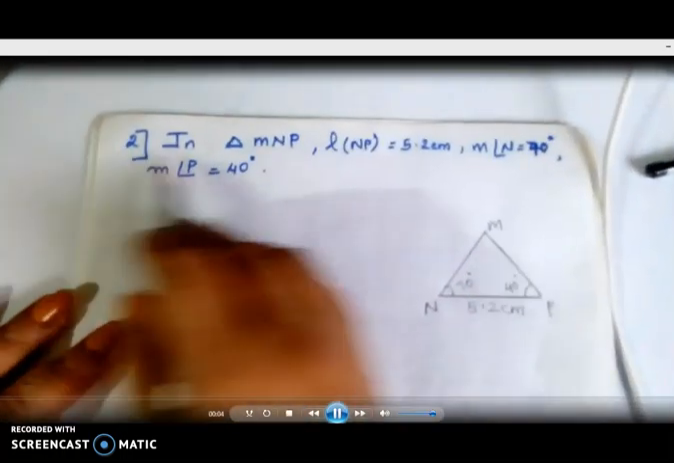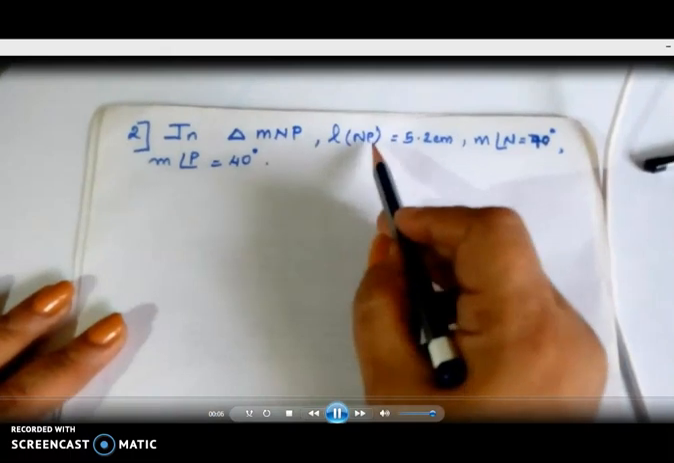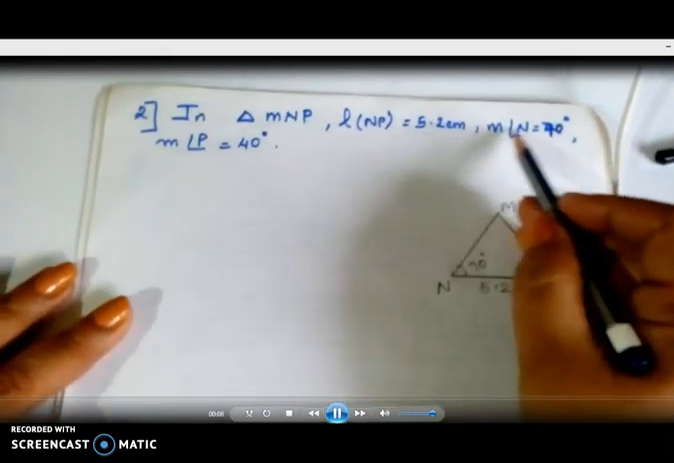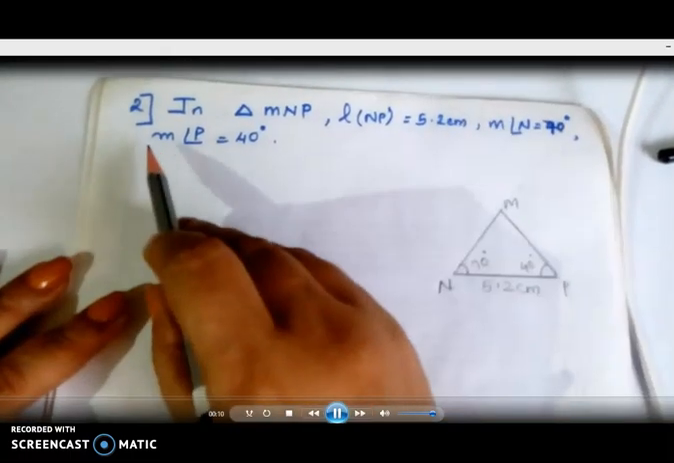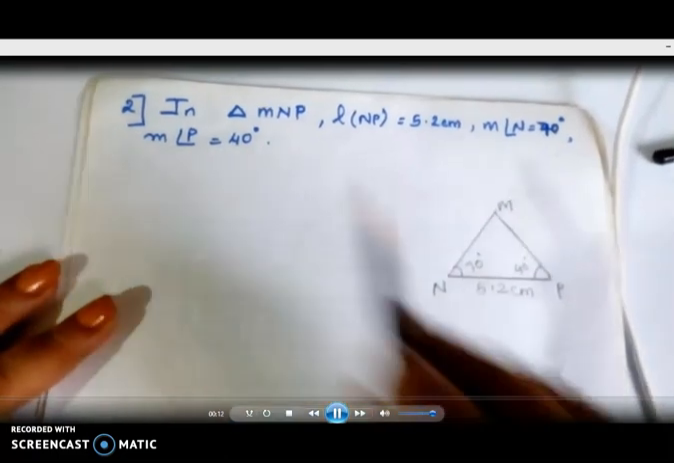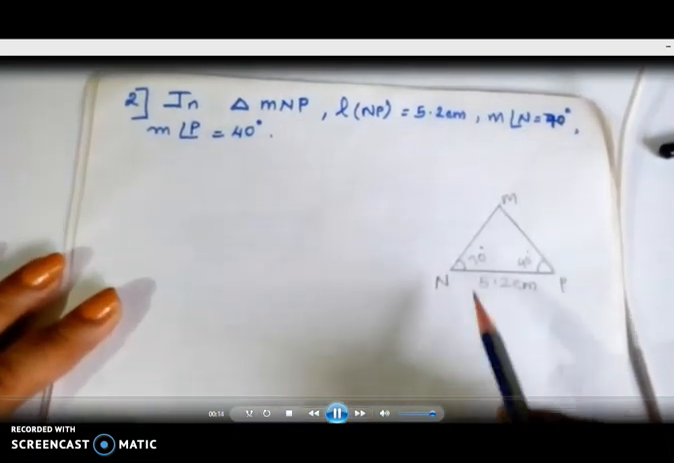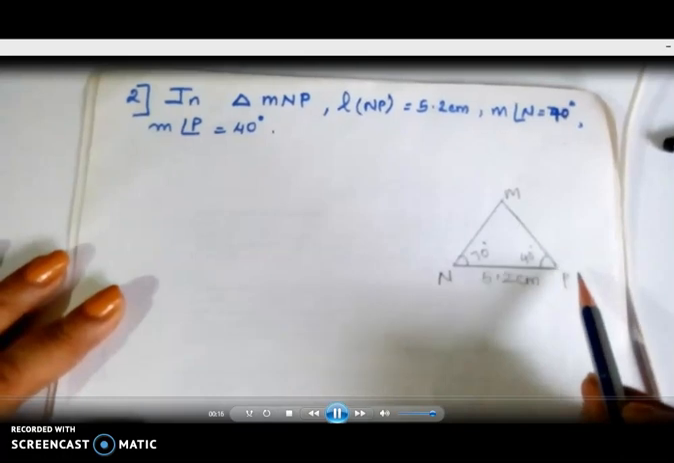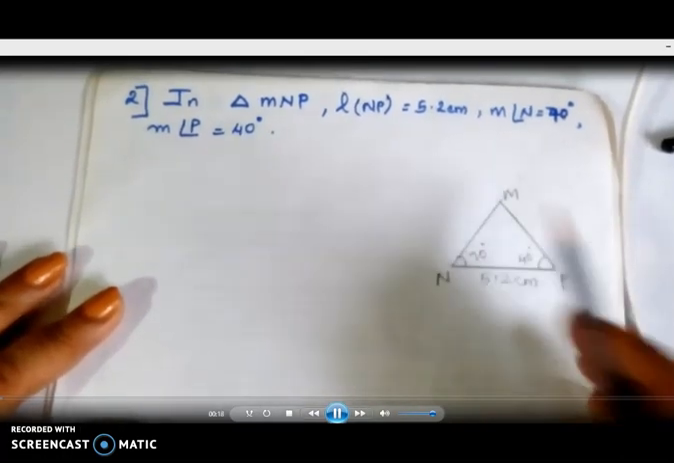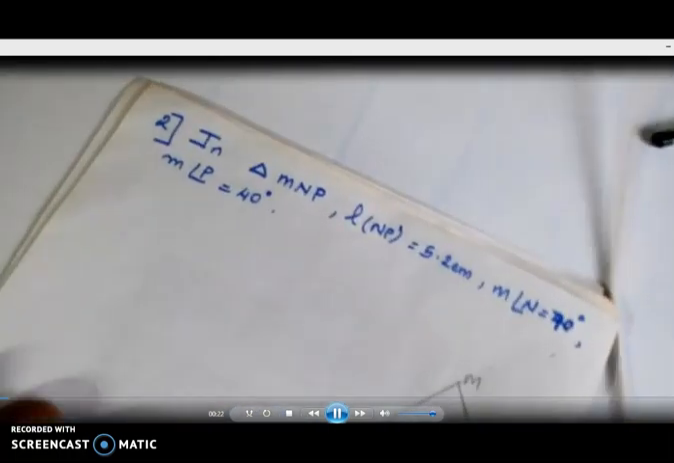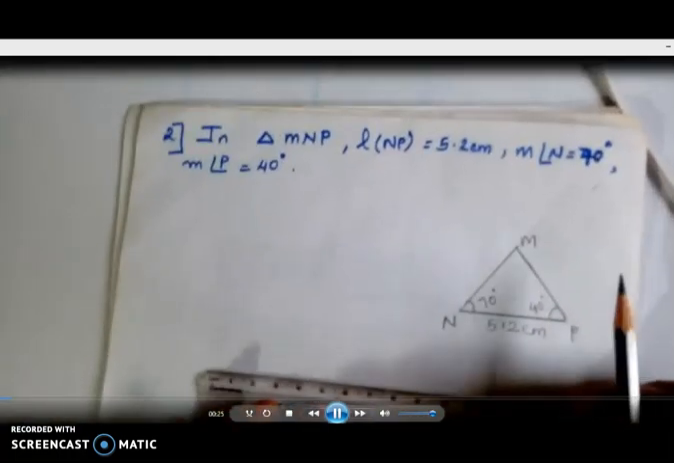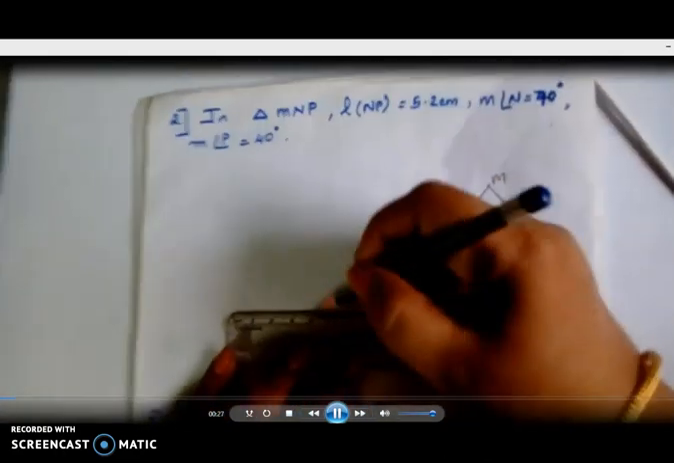Next question. In triangle MNP, length of NP is 5.2 centimeter, measure angle N is 70 degree and measure angle P is 40 degree. So here we have the rough figure. NP 5.2 centimeter, measure angle N 70 degree, measure angle P 40 degree. Both are acute angles. So we'll draw the base first, 5.2 centimeter.